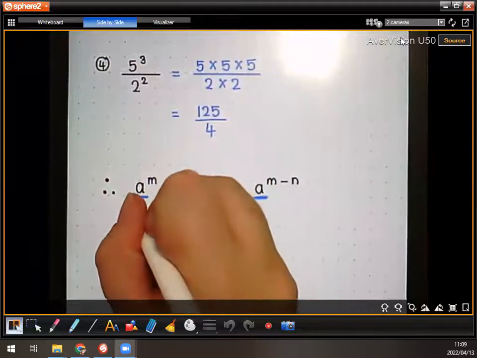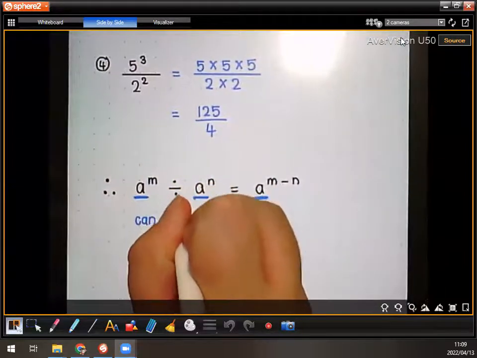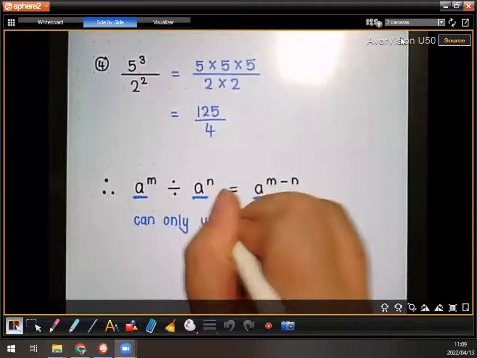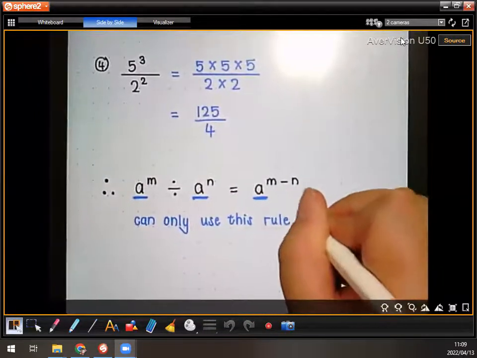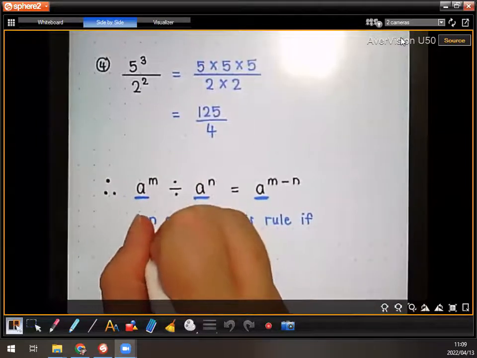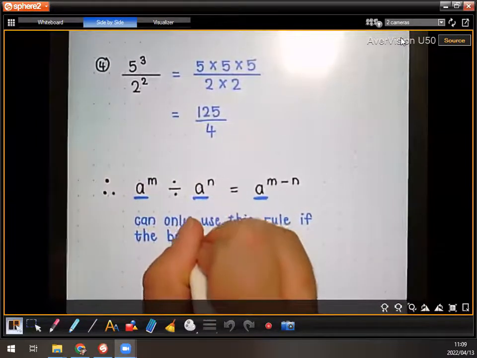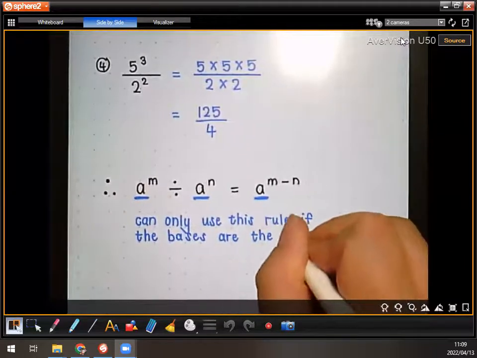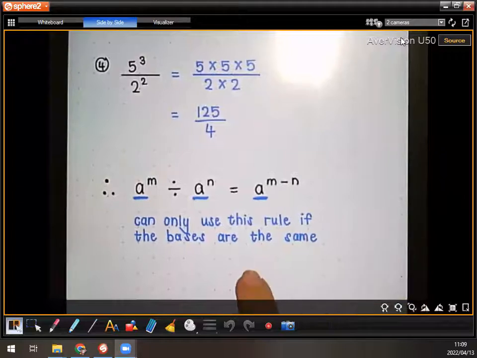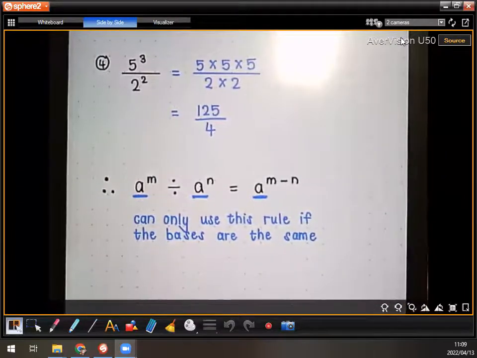You can only use this rule if the bases are the same. Okay, that is what you're going to practice now, guys. So I'm just going to put a worksheet on the board for you.